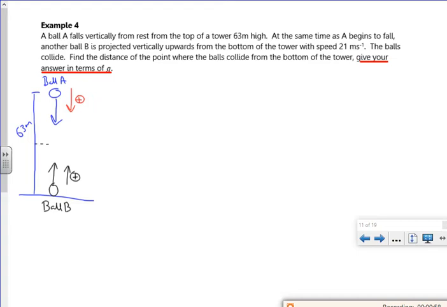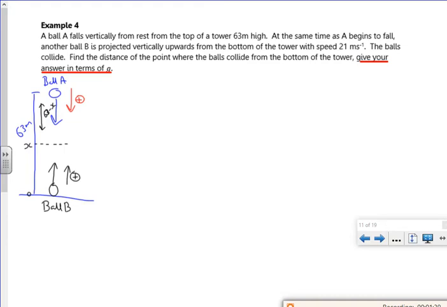Now they're going to collide somewhere in the middle. Well, actually, I don't know if it's going to be in the middle. It depends how fast it's going to run. You're going to collide somewhere anyway. So what I might do is call this distance x here. That must mean ball B would travel x distance, but ball A would travel the difference, so 63 minus x.